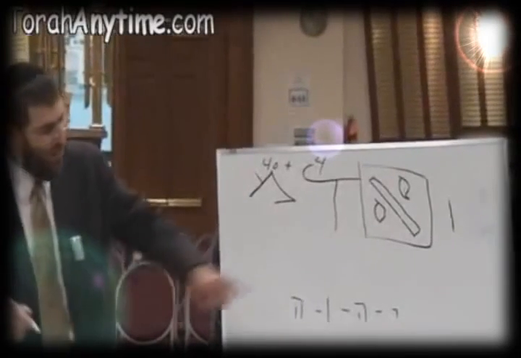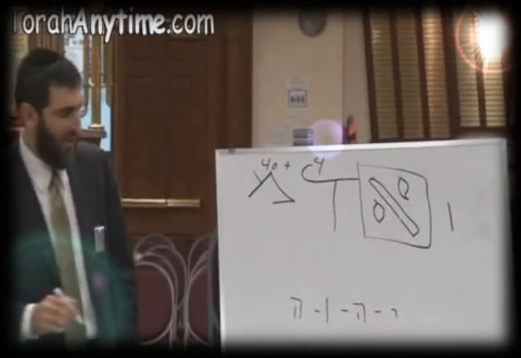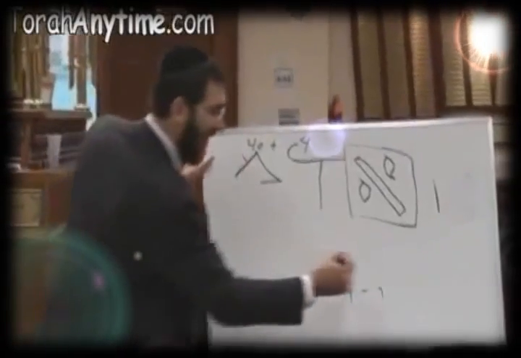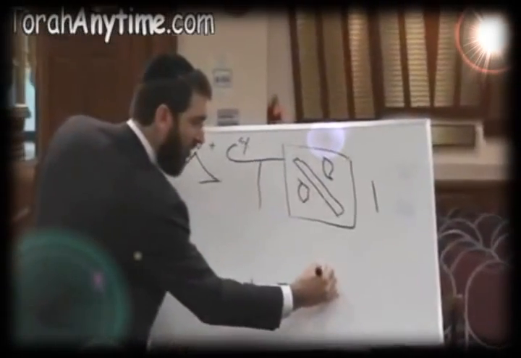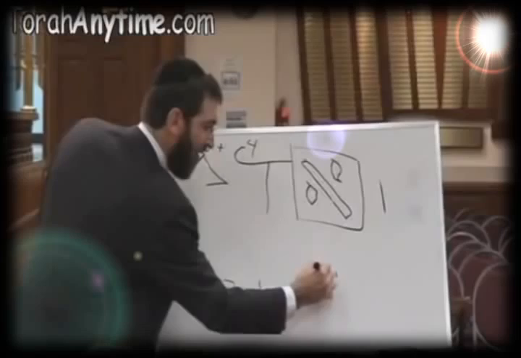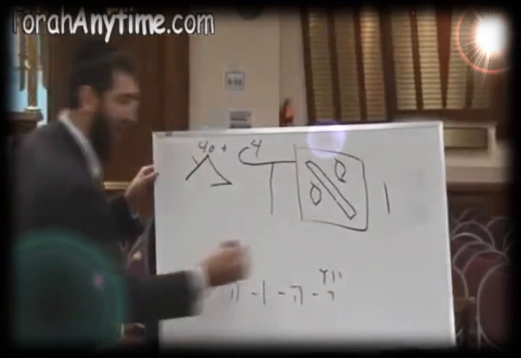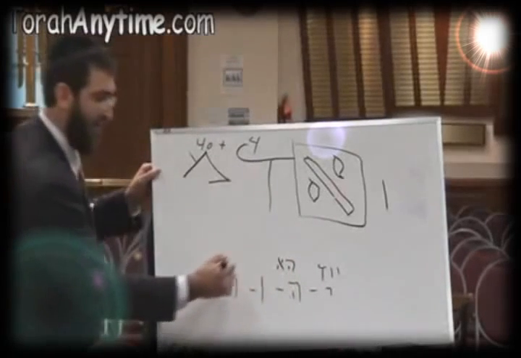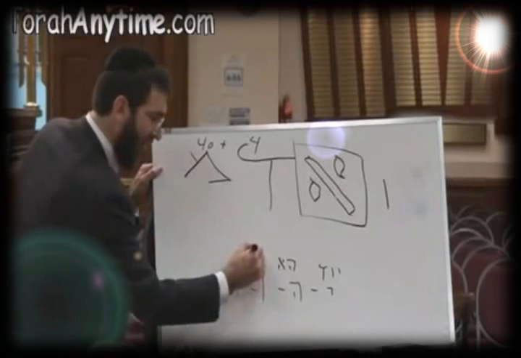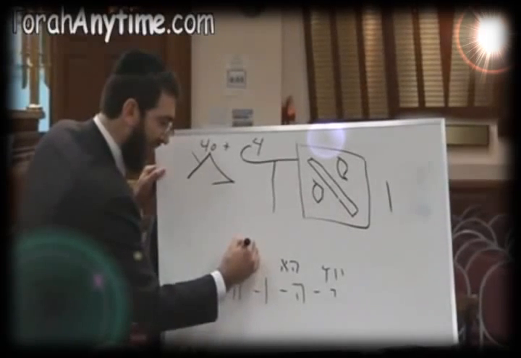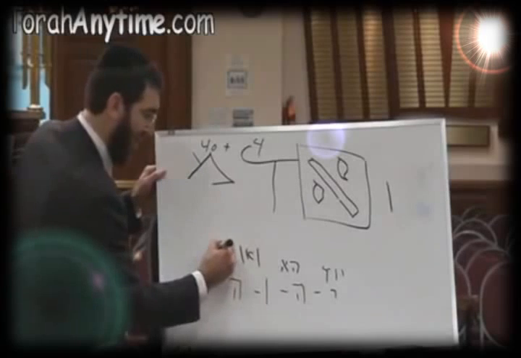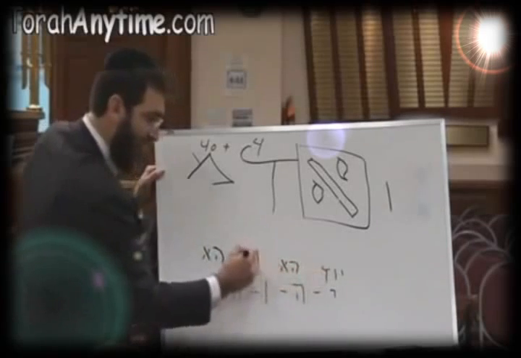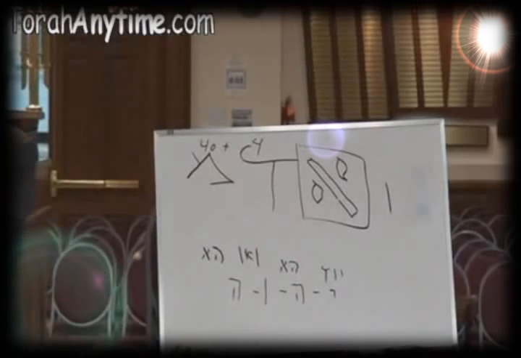Now, we could break up this word even further. Let's write it out. If I were to spell out a Yud, how would I write it? I'd write it like this: Yud, Vav, Dalet. If I were to spell out a Hey, I would write it like this: Hey, Aleph. If I were to write a Vav, I'd write it like this: Vav, Aleph, Vav. If I were to write a Hey: Hey, Aleph. Okay. Yud, Hey, Vav, Hey. I'm just spelling out the letters. That's the way you spell these letters.